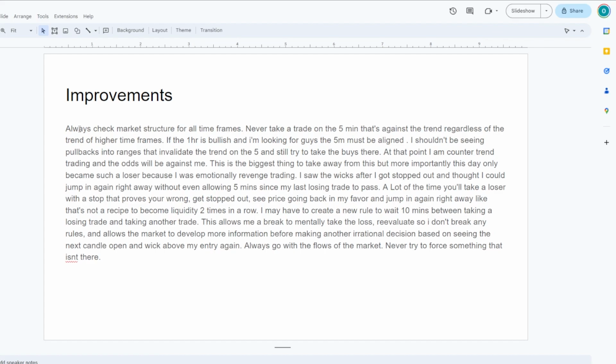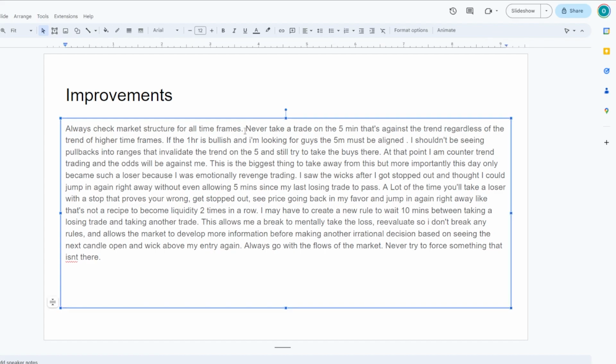So my improvements: always check the market structure for all time frames. Never take a trade on the 5 minute that's against the trend, regardless of the higher time frames. If the 1 hour is bullish and I'm looking for buys, the 5 minute must be aligned. I shouldn't be seeing pullbacks into ranges that invalidate the trend on the 5 and still try to take buys there. At that point, I am counter trend trading and the odds will be against me. This is the biggest thing to take away from.